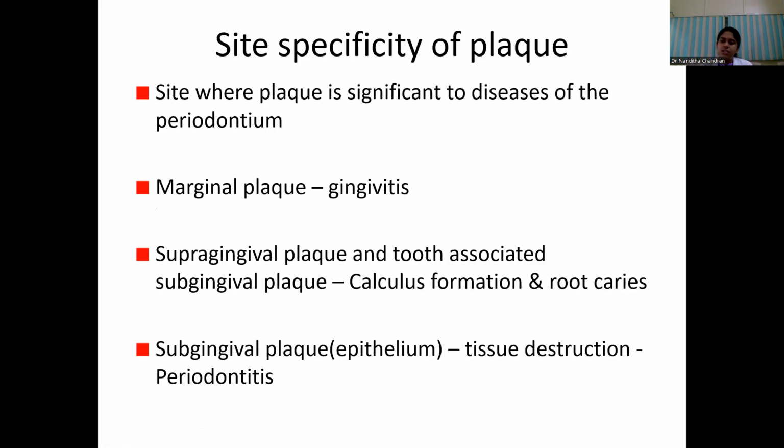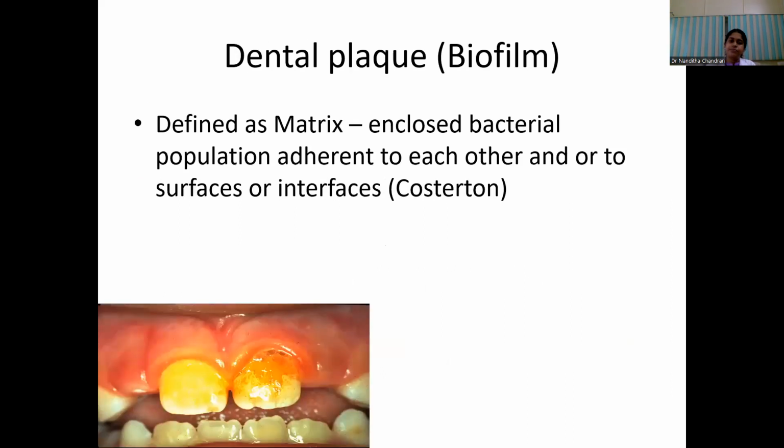Now, site specificity of the plaque. Based on the location, plaque can cause specific disease. As we have said, the supragingival or marginal plaque can result in marginal gingivitis. Tooth associated subgingival plaque, and some amount of supragingival plaque, can cause calculus and root caries. Whereas epithelium or tissue associated subgingival plaque can cause tissue destruction, that is periodontitis.